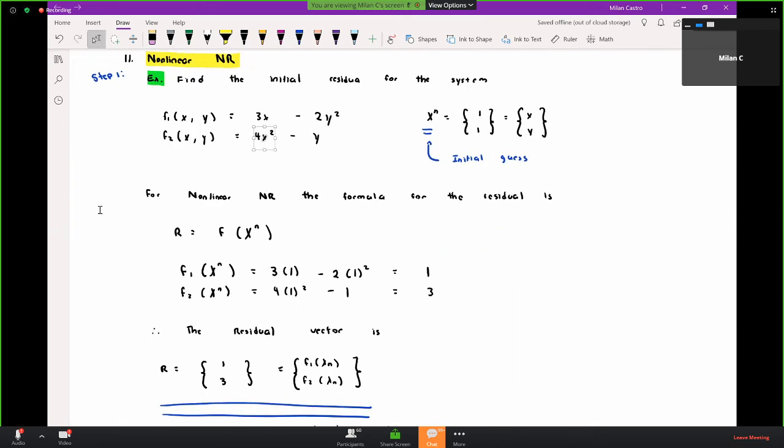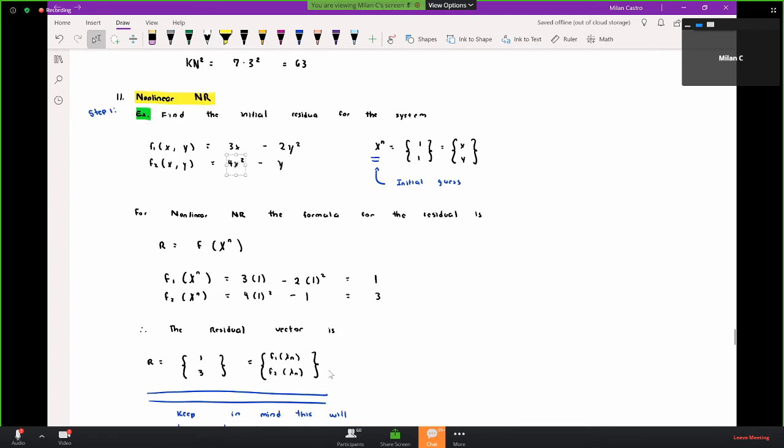So in order to find the residual for the nonlinear Newton-Raphson, it's going to be a little different. The residual is equal to the function evaluated at the initial guess, or evaluated at your xn. Right now, it's going to be our initial guess. So our residual is going to equal 3 times 1 minus 2 times 1 squared, which is equal to 1. And then we have f2(xn) equals 4 times 1 squared minus 1 equals 3.